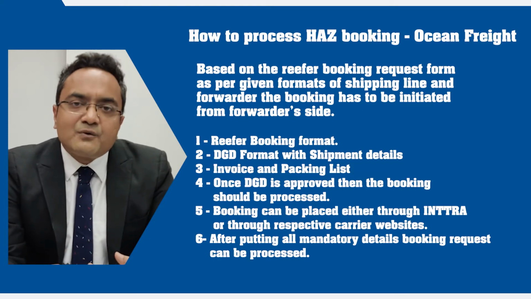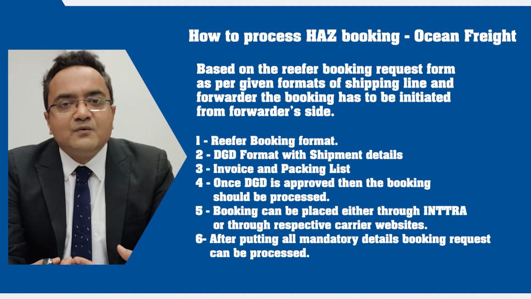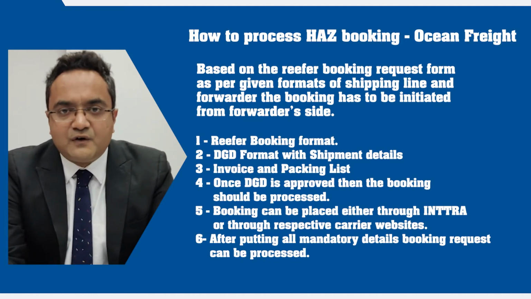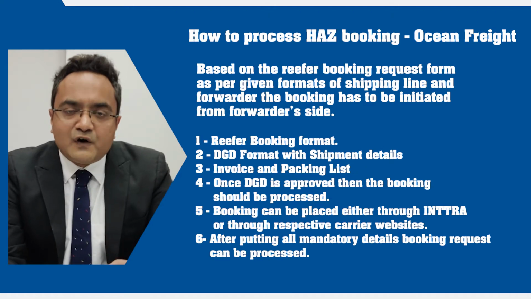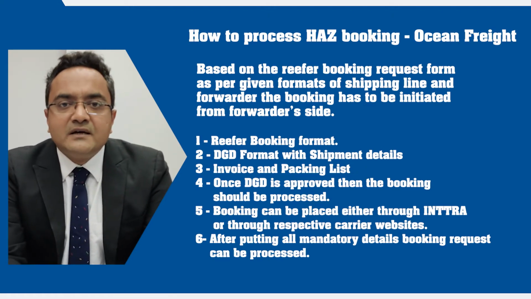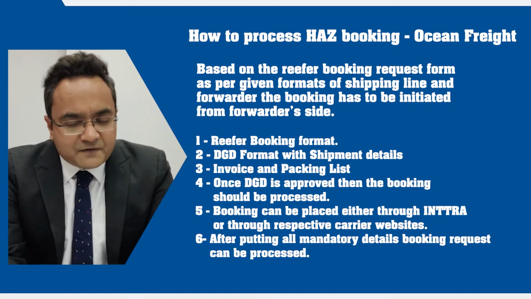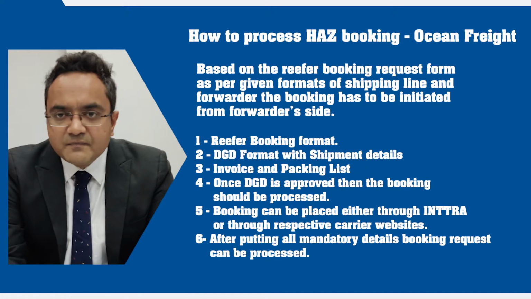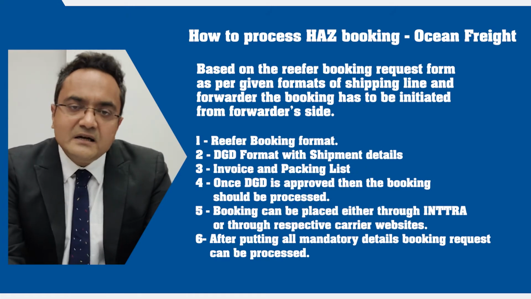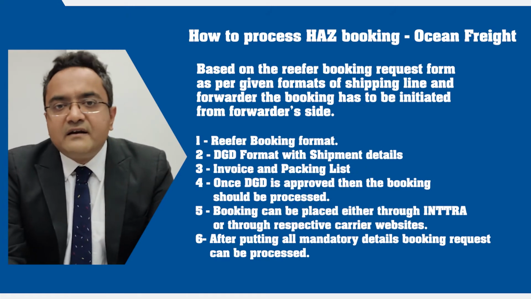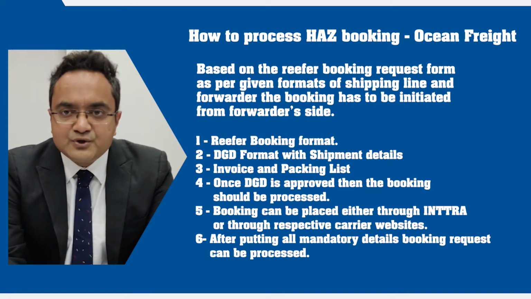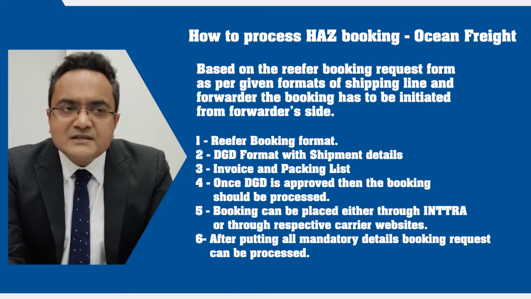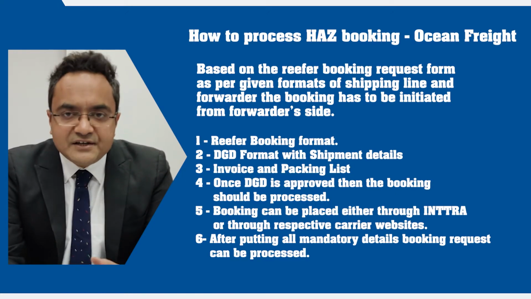Based on the DGD format and the shipment details along with the invoice and packing list, the shipper has to provide all the details to the NVOCC or the forwarder. Based on that, the forwarder has to initiate the request to the shipping line in the first place for the rate approval and everything. But once the rates are in place, as per the approved carrier and shipping line chosen by the forwarder and the shipper, the booking has to be initiated.